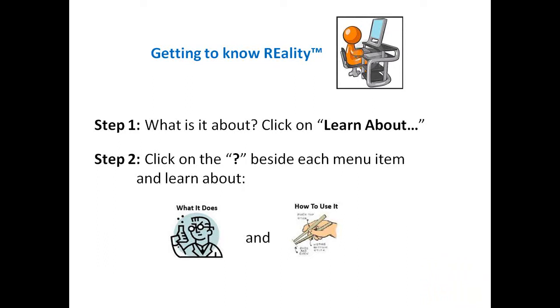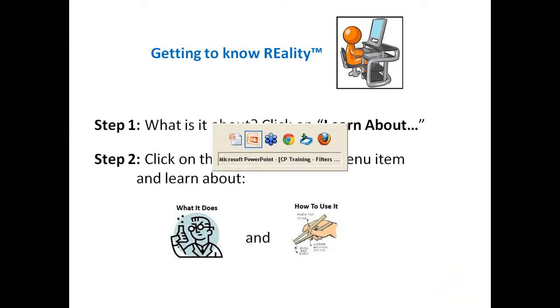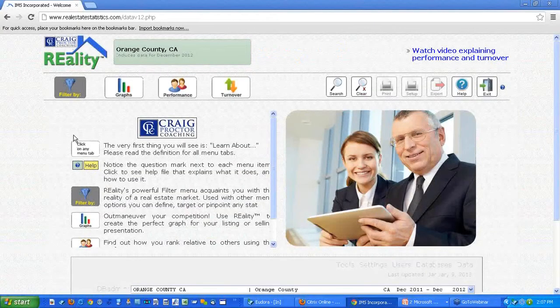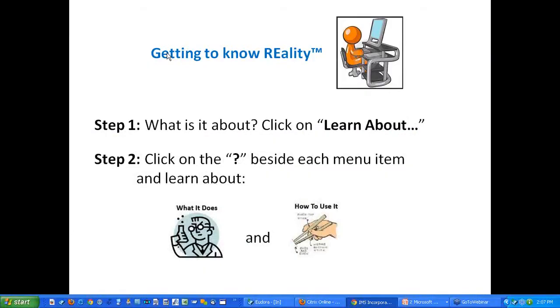Okay, so before we get started with filters and graphs, first we're going to give you a brief introduction as to how to learn more about reality, your Craig Proctor edition of reality. So when you log into reality, you're going to notice there is a Learn About in each menu, and within each function in the menu, there is a question mark that allows you to learn more about the menu item. So I'm going to switch to reality, and I'm going to show you exactly how that works and where you can find that. So you should be able to see my screen here. And as an example, I have the Orange County, California database.